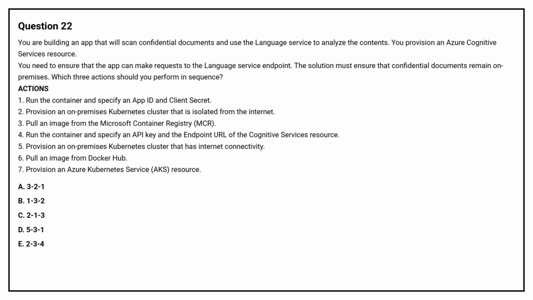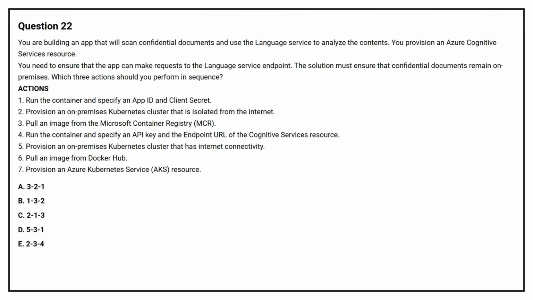Question number 22. You are building an app that will scan confidential documents and use the language service to analyze the contents. You provision an Azure Cognitive Services resource. You need to ensure that the app can make requests to the language service endpoint. The solution must ensure that confidential documents remain on premises. Which three actions should you perform in sequence?